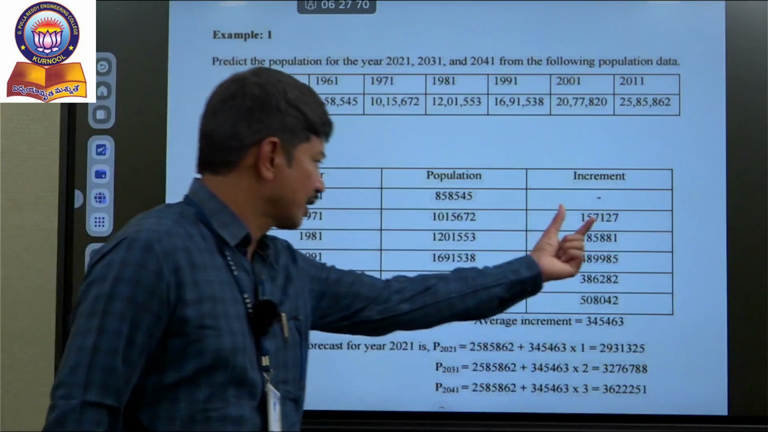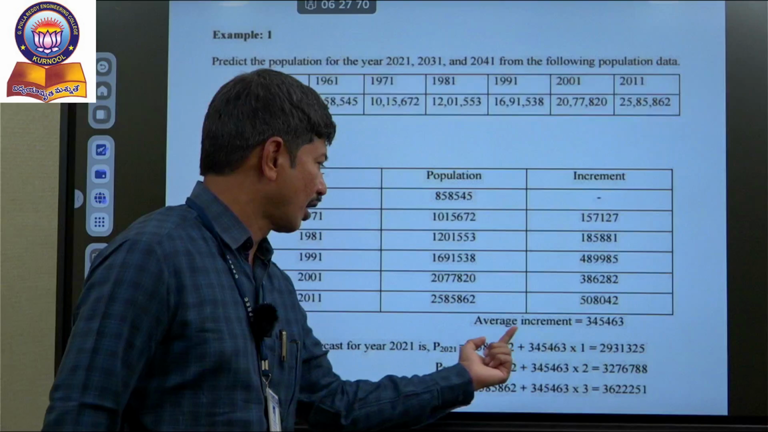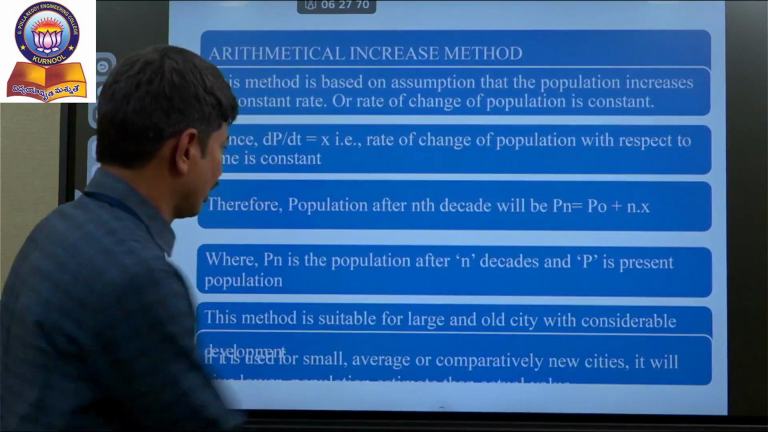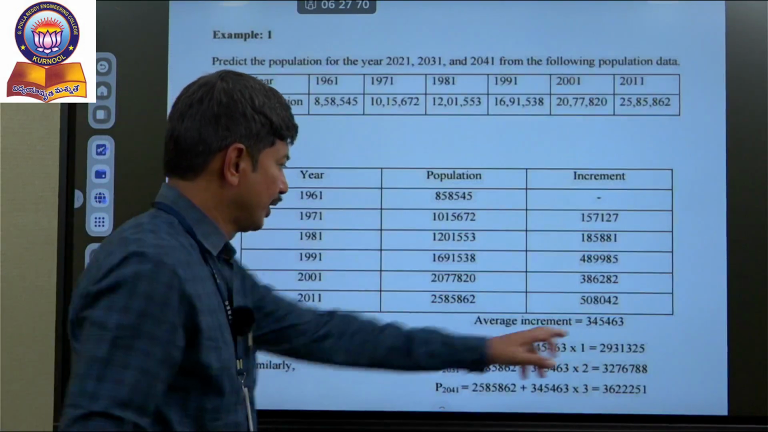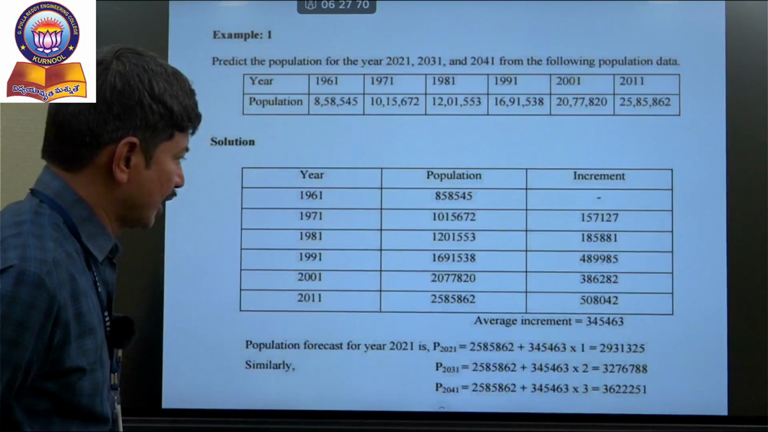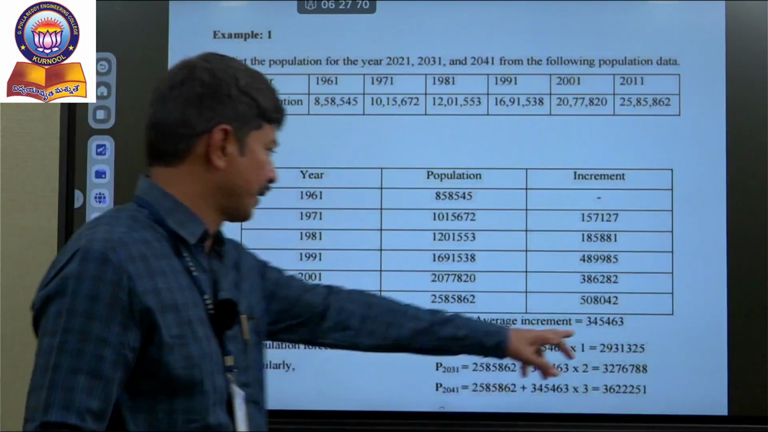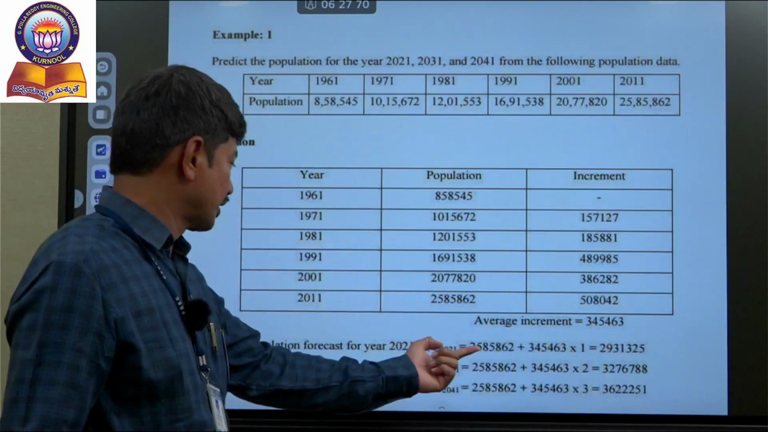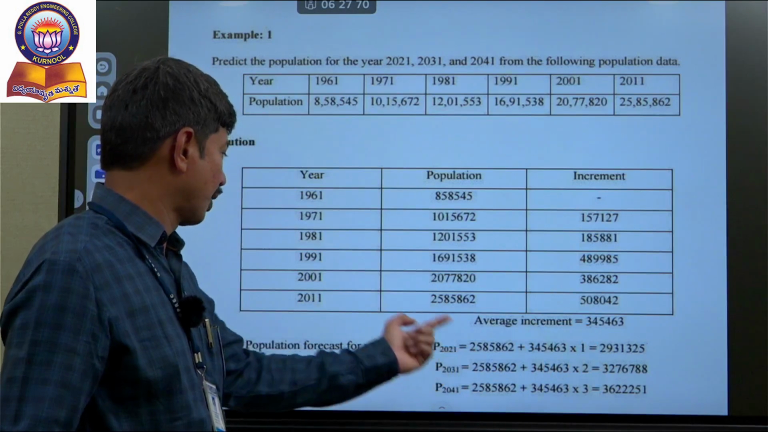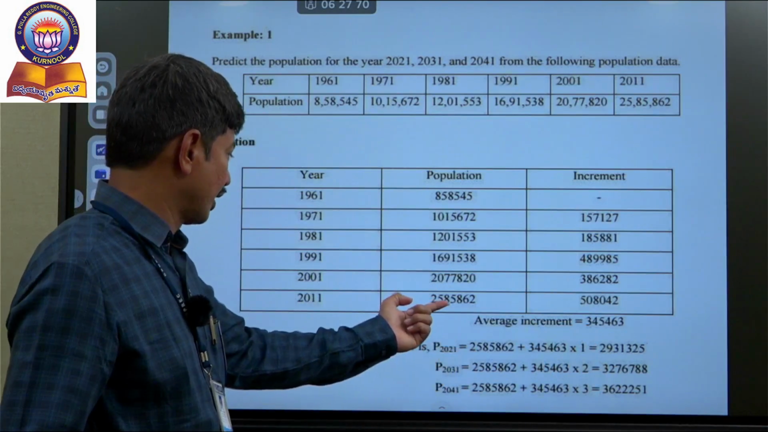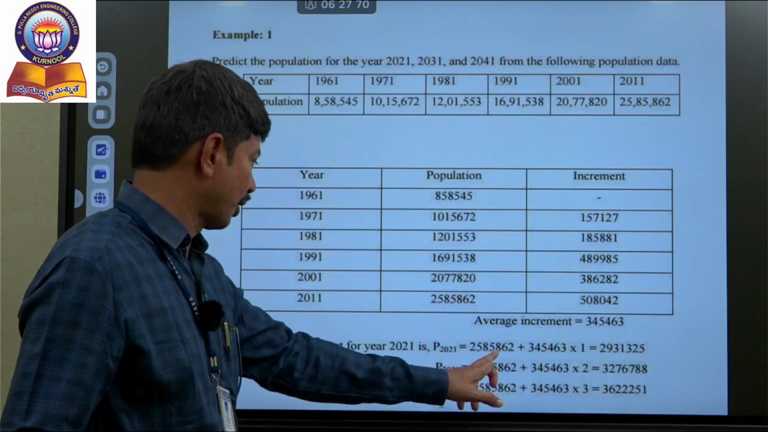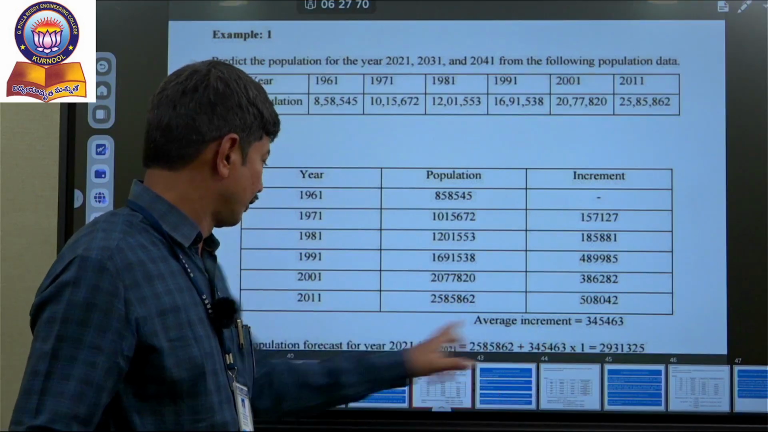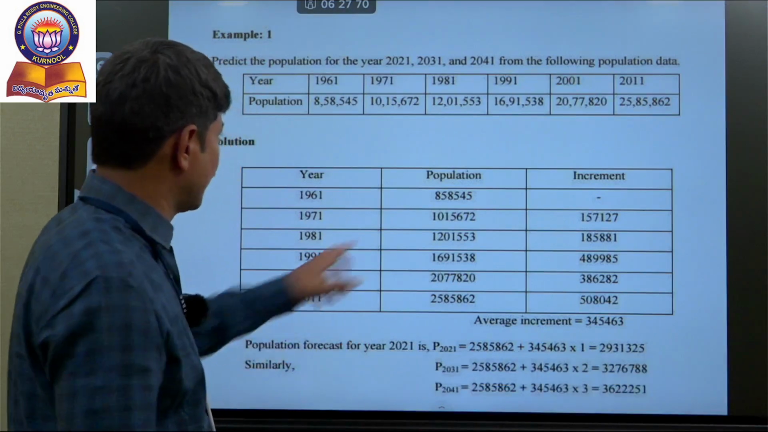Later, of the increases in population, we take the average, or arithmetic mean, which is 3,45,463. Then we apply it in this formula. What is the present population? P naught is called the present population, 25,85,862.